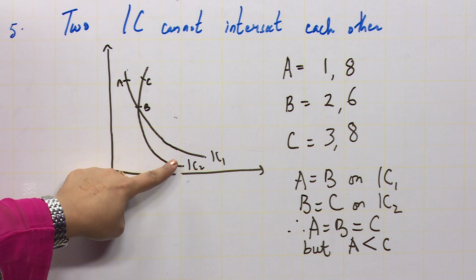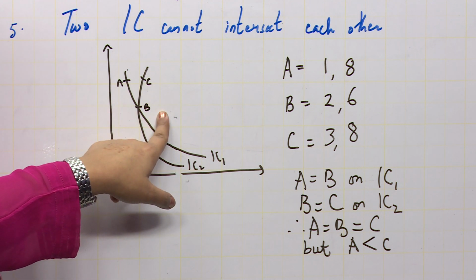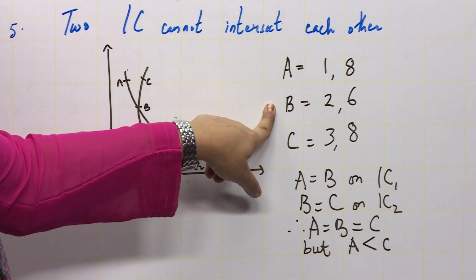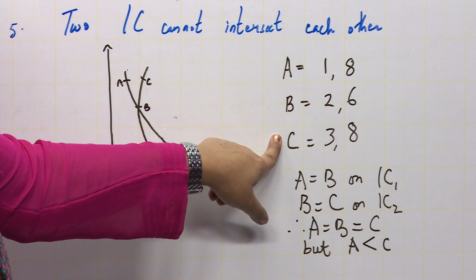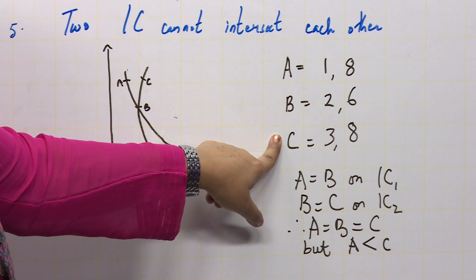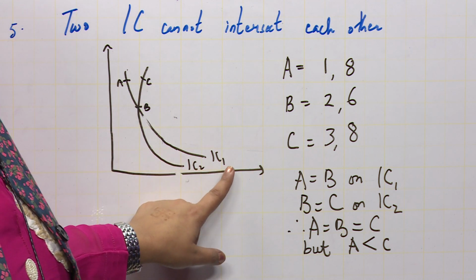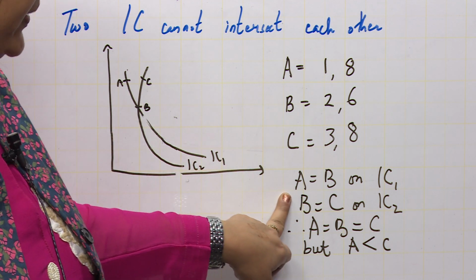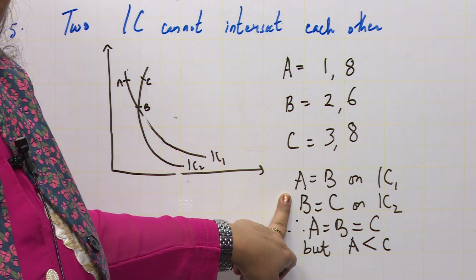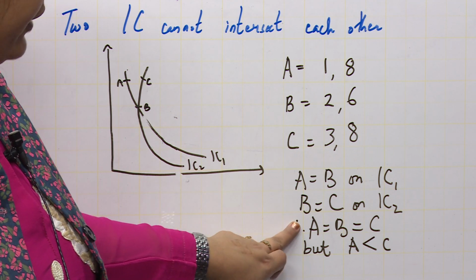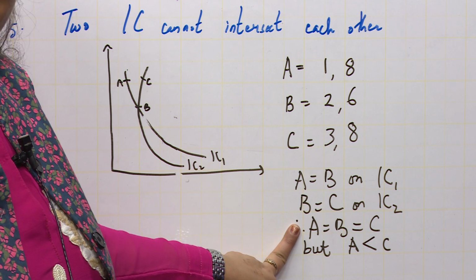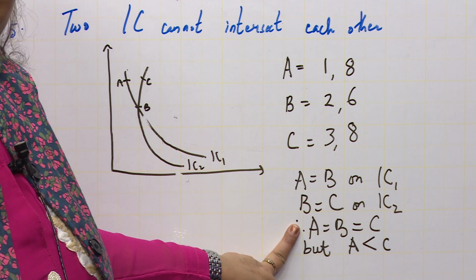IC2 पे दो combinations हैं, C and B. B में कितनी units हैं? 2 and 6. C में 3 and 8. As per the law, A is equal to B because it is lying on IC1. IC2 पे B is equal to C. Now since, therefore it implies that A is equal to B is equal to C, but this is not true.